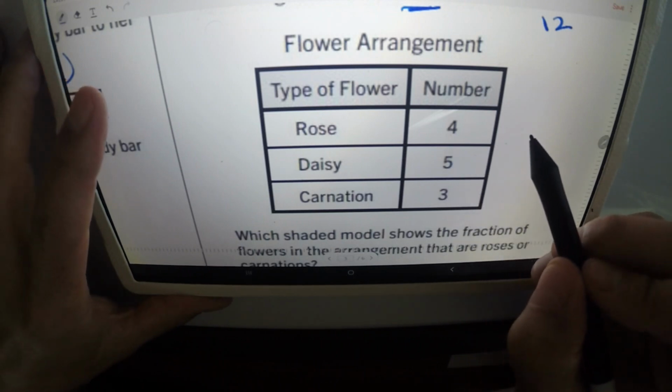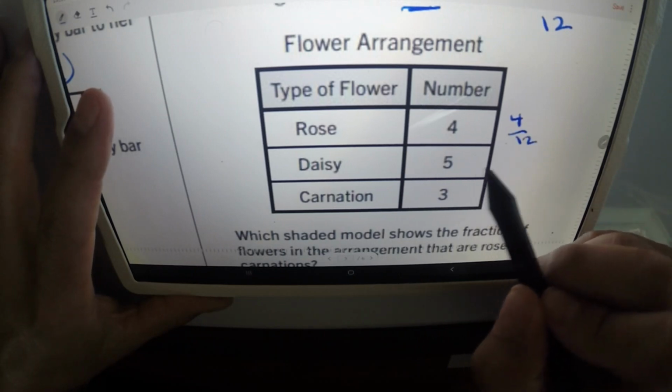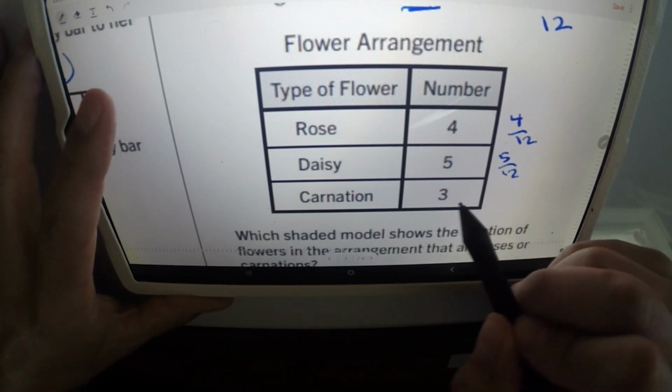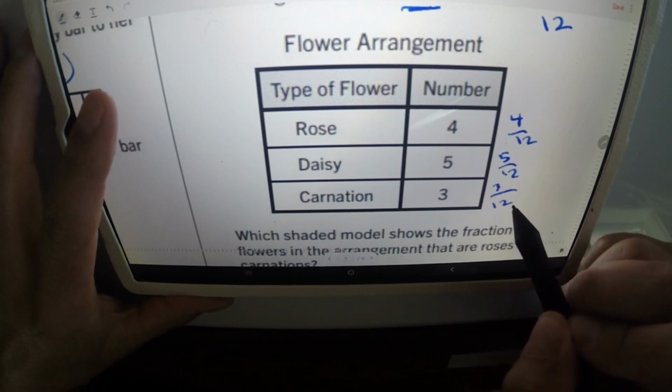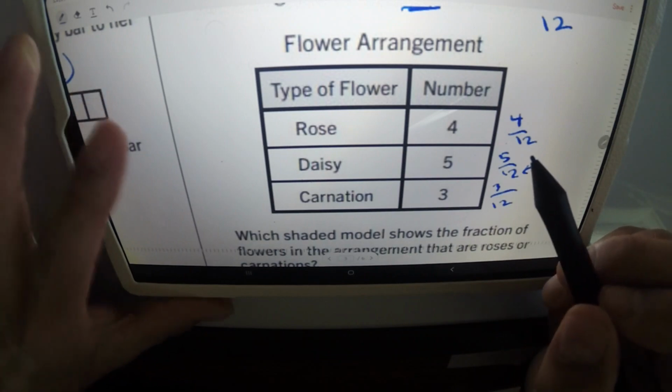So out of the 12, 4 roses. Another way to write that is 4 out of 12, right? 5 out of 12, and then 3 out of 12. The denominator being the same, the total number of flowers, 12. That's where that number comes from.